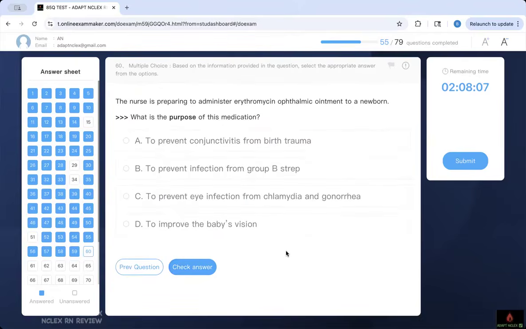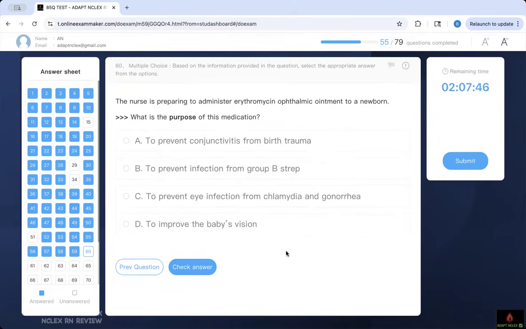A nurse is preparing to administer erythromycin ophthalmic ointment to a newborn. What is the purpose of that medication? It's an antibiotic. What is it going to prevent? Conjunctivitis, infection from group B, to prevent high infection from chlamydia and improve the baby's vision.